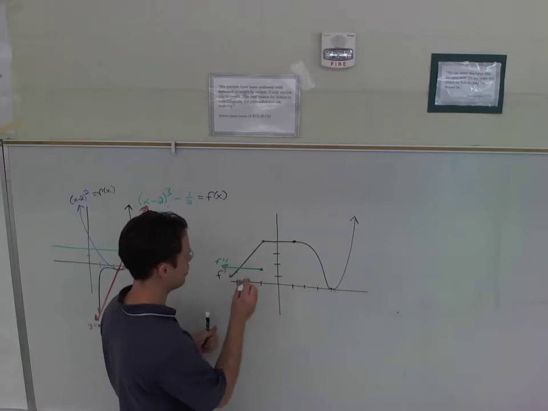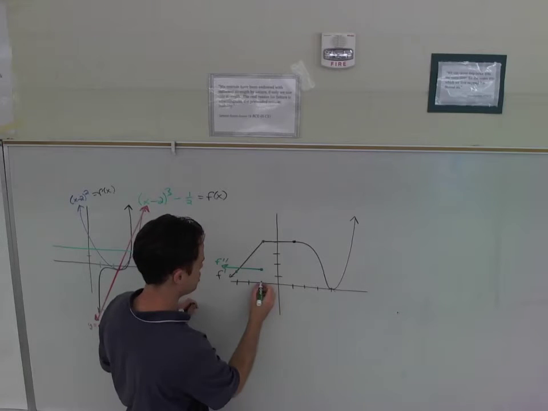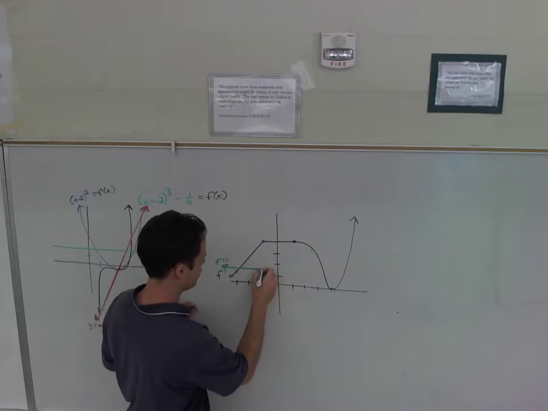Okay, so we got that part. What about once we get here? What's the slope of the tangent line there? It's just 0, so I should drop down maybe like this. I don't think we technically have any slope.